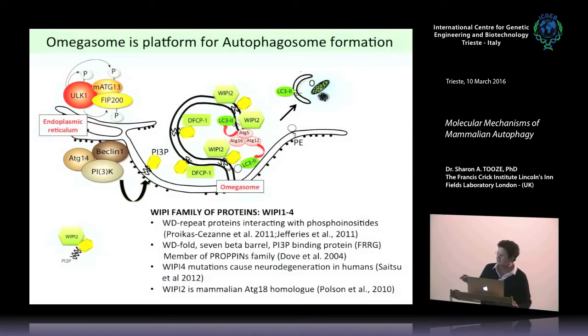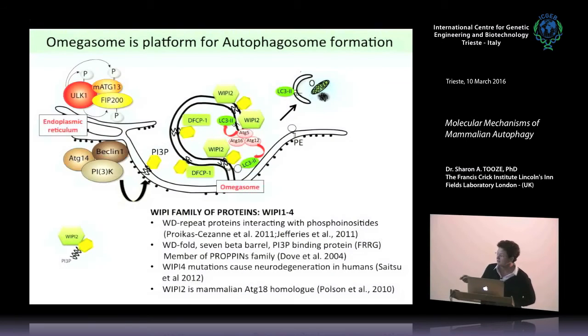This is the first evidence in humans, actually, that mutations of an autophagy gene cause disease. Mutations in this WIPI4 protein cause a very severe neurodegeneration in humans. It's a very rare disease, but it's extremely severe, and the patients die around 20. Surprisingly, considering how many proteins there are and how many studies there are, this is the first evidence for the role of autophagy in a human disease that's not inferred.